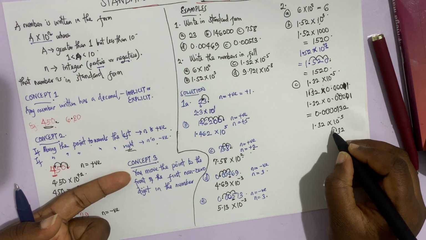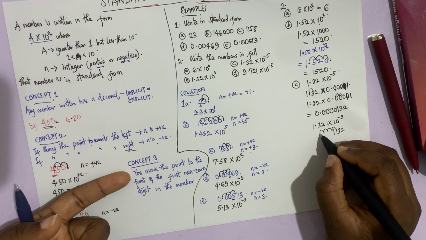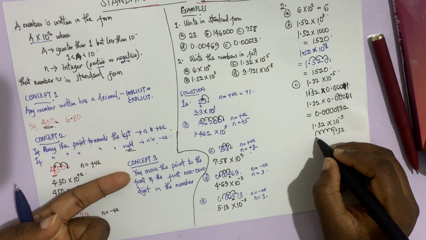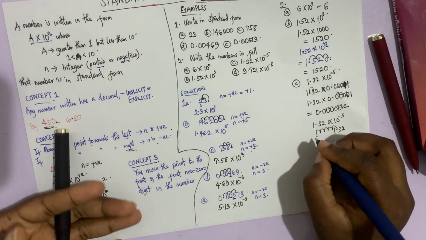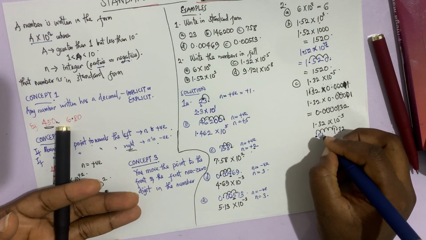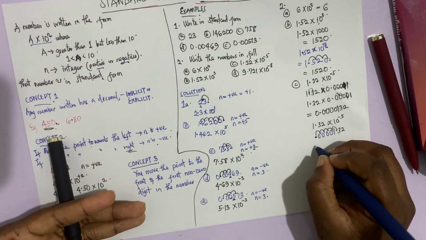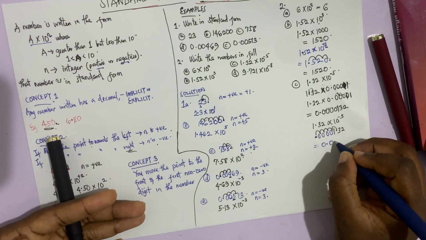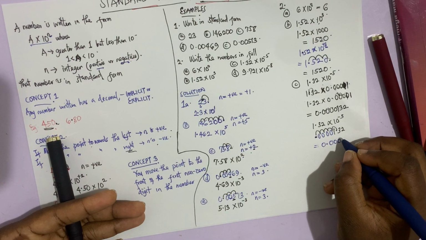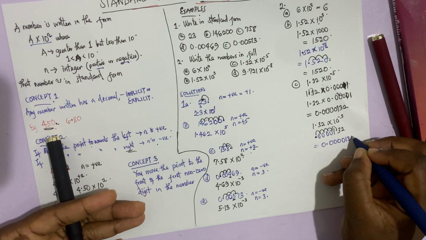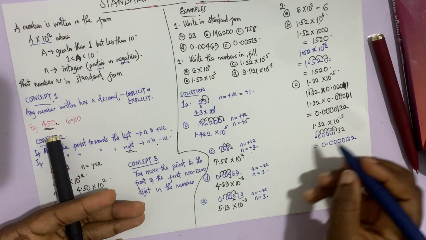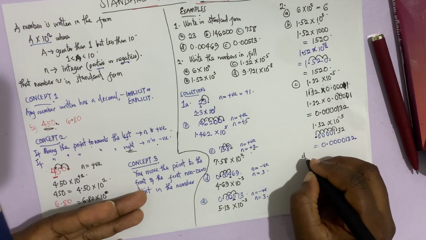So 1, 2, 3, 4, 5. So the new point will now be here. So write 0, 0, 0, 0. And that's how we get that. Our answer will now be 0.000012 34.